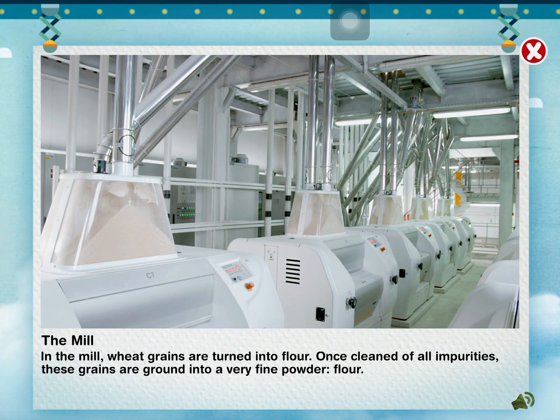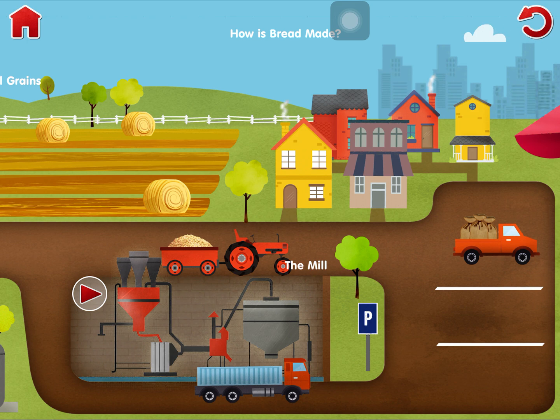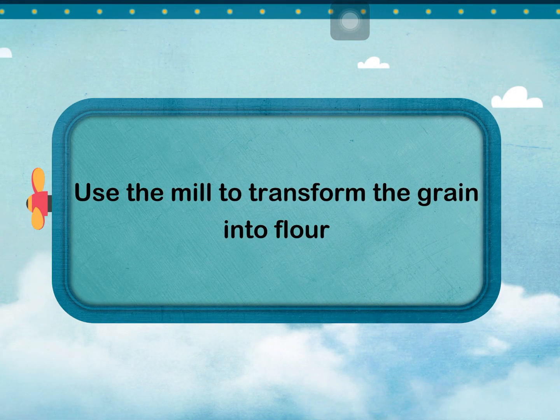In the mill, wheat grains are turned into flour. Once cleaned of all impurities, these grains are ground into a very fine powder, flour. Use the mill to transform the grain into flour.